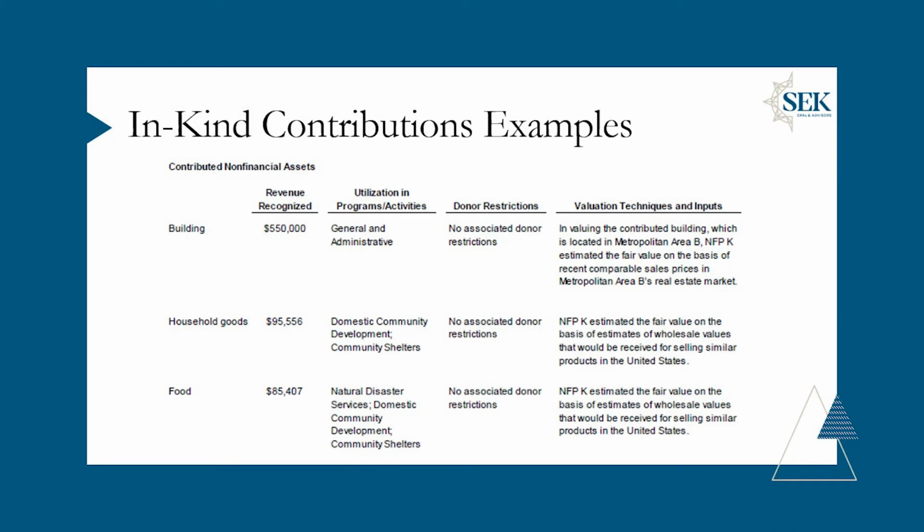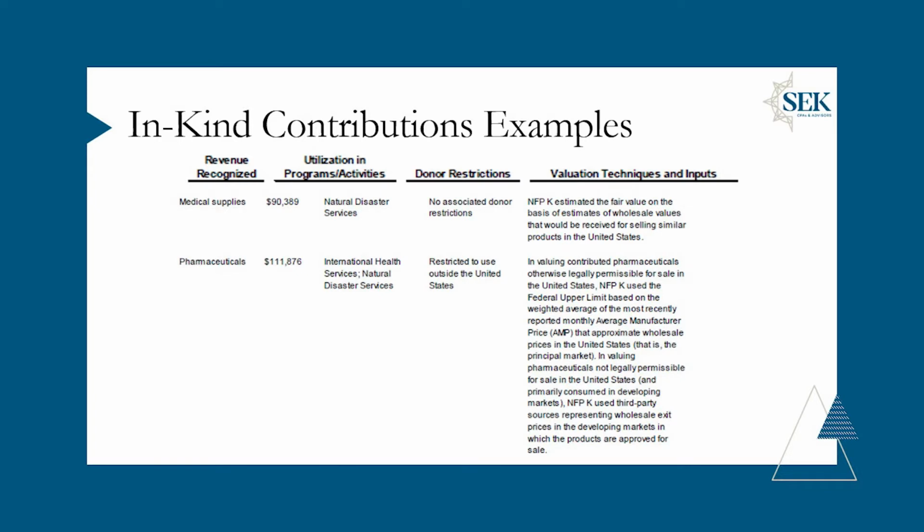This is the same information. It is just more of a tabular format. Again, you're describing what the asset was you received, the dollar value you recognized, how it was utilized, whether it was used for programs or whether it was used for the operations themselves, whether there were any donor restrictions, and then again, the method used to value those assets.